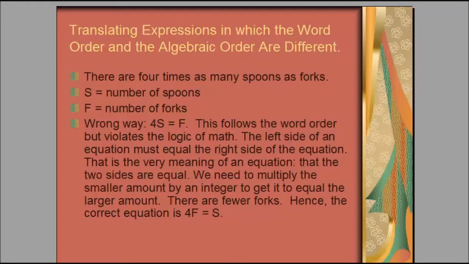This follows the word order, but it violates the logic of math. The left side of an equation must be equal to the right side of an equation. That's the very meaning of an equation. But we need to multiply the smaller amount in this problem by an integer to get it to equal the larger amount. There are fewer forks. Hence, the correct equation is 4F equals S.